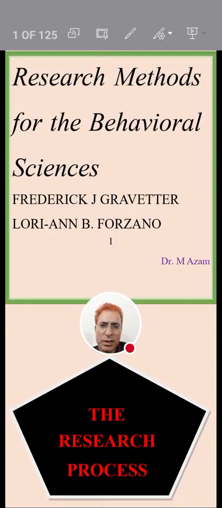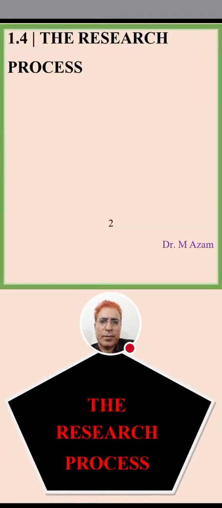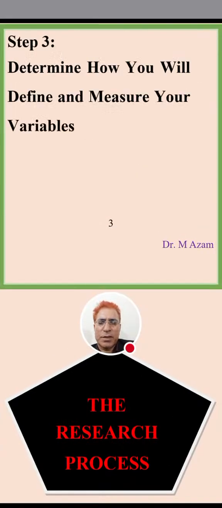These days we are studying the research process, and in the last class, as you remember, we discussed the first two steps of the scientific research process. Our discussion is based on a book. Its title is Research Methods for the Behavioral Sciences. The book is written by Frederick Gravetter and Lori-Ann Forzano. The research process is the first chapter of this book, and the section is 1.4.